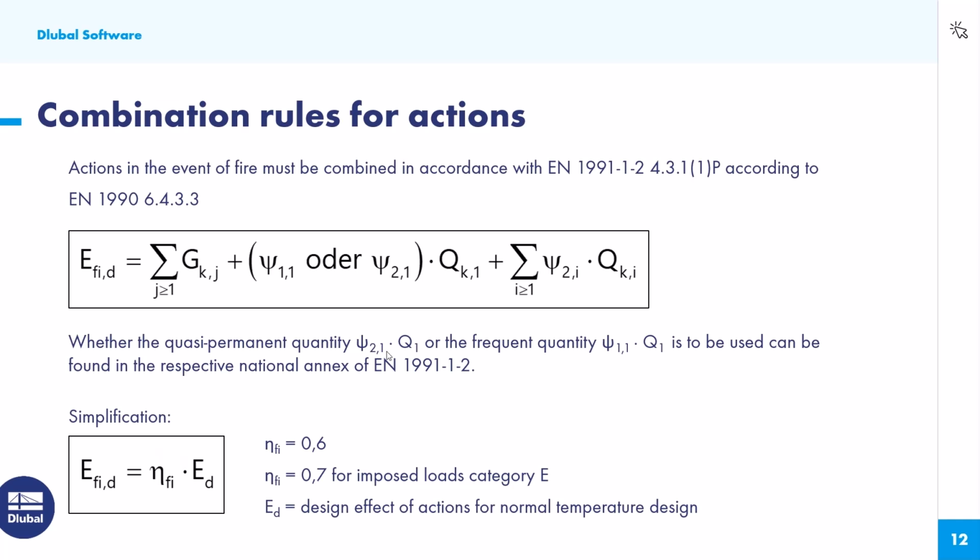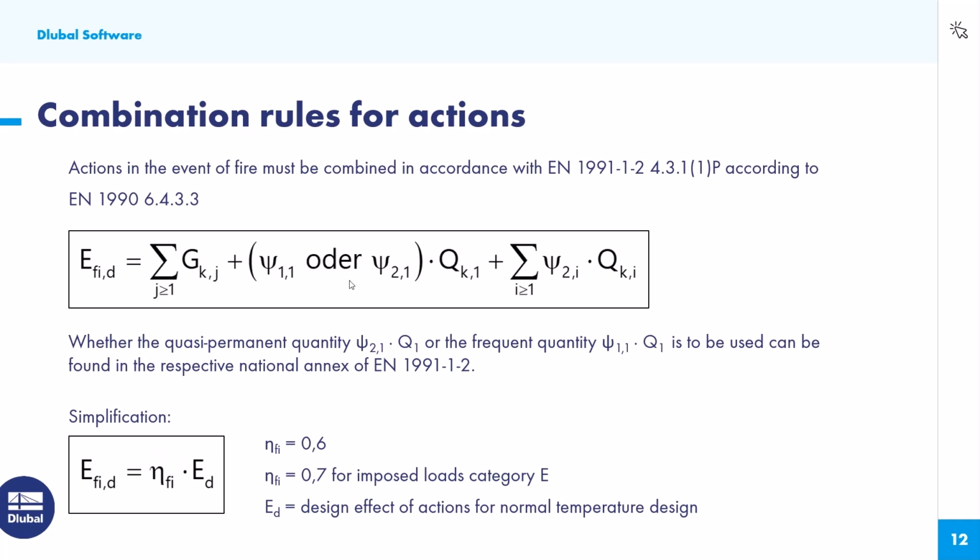Okay, so now let's start with the structural analysis part. Combination rules for actions. We need to know which loads we can or have to consider in case of fire design. In this case, we have to look into Eurocode 1, which refers to Eurocode 0, chapter 6.4.3.3. And this is nothing else than the extraordinary design situations.